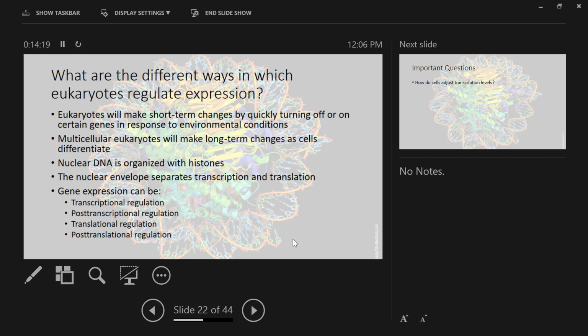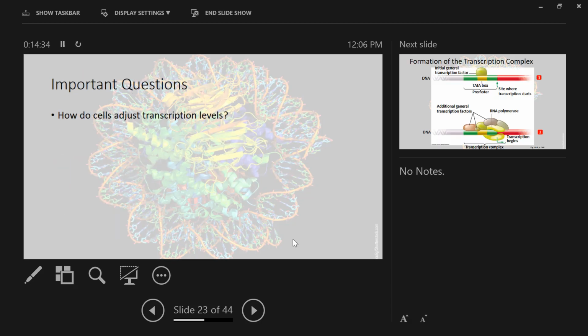Or post-transcriptionally, what would it look like? Translational modification, what would that look like? And post-translational. All right, take a couple of minutes, work with those around you, and come up with a list of ways in which a eukaryotic cell can regulate gene expression.